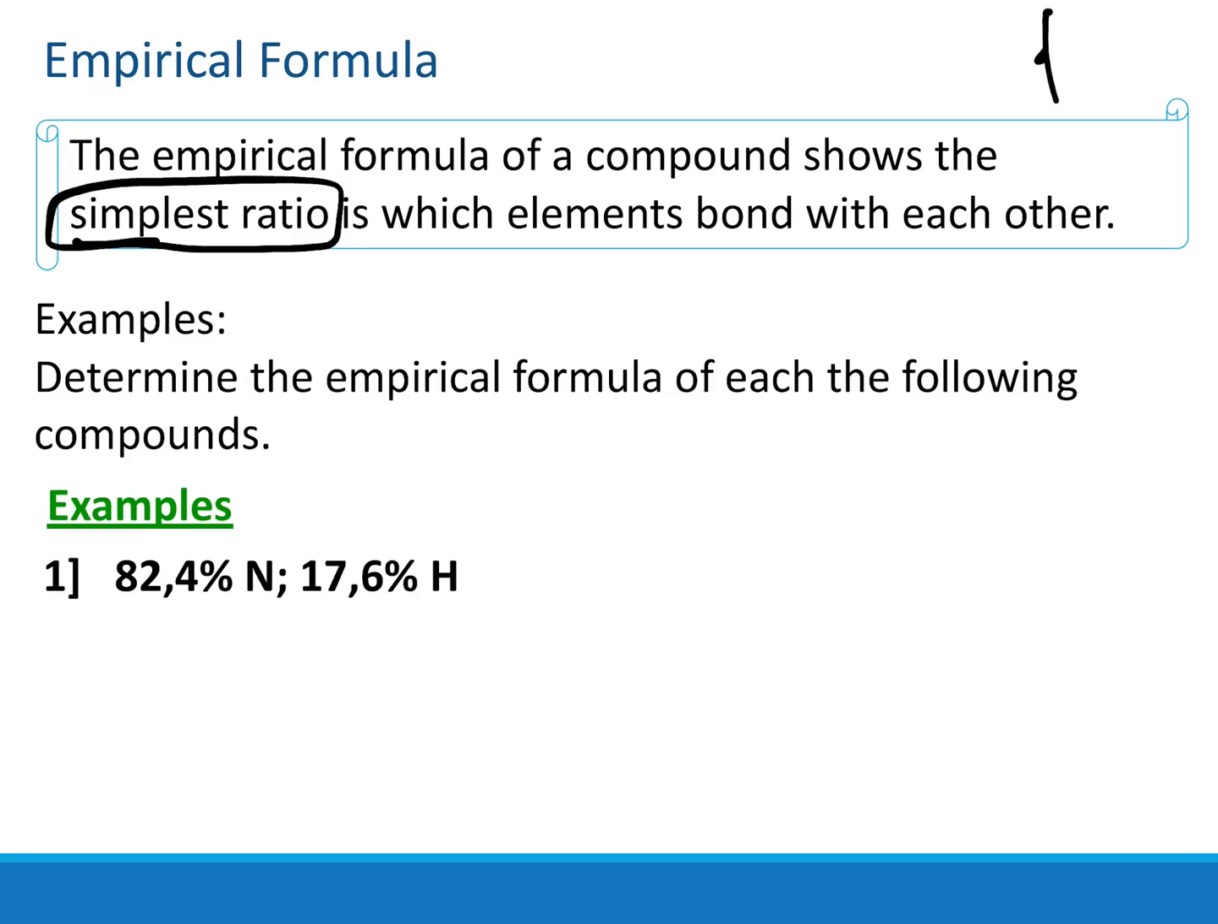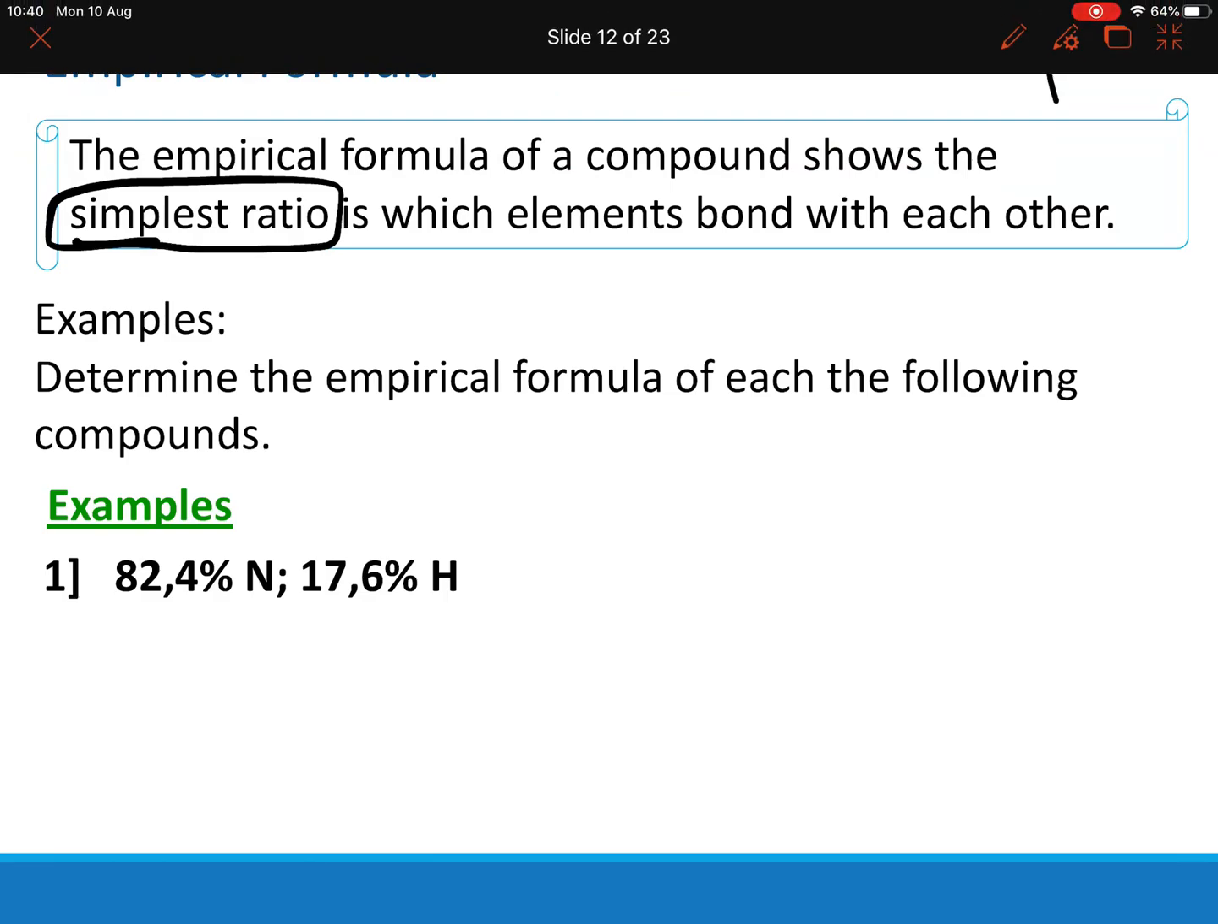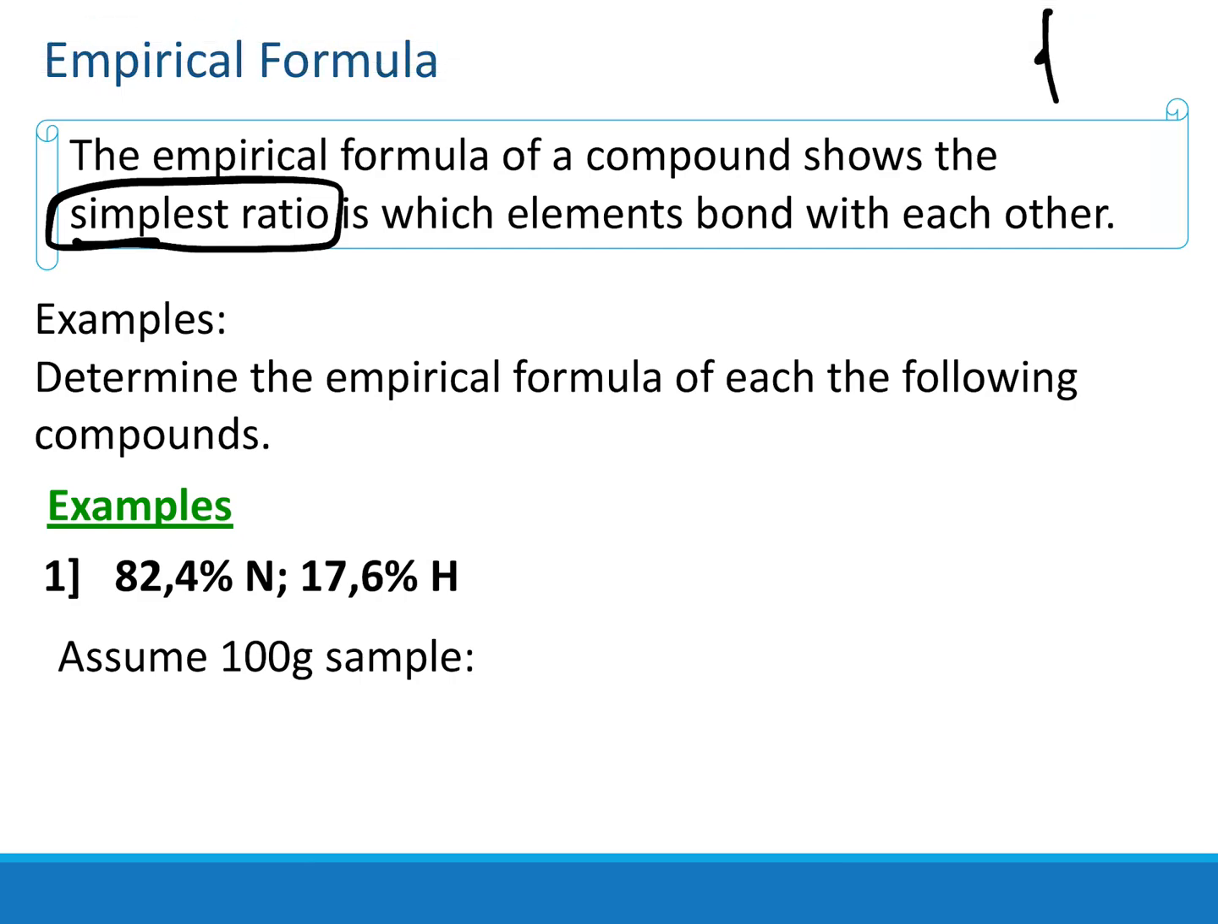What we're going to do here, I just want to get a different color pen because I want you to see what I'm doing. Okay, so first of all, we have 82.4% nitrogen, 17.6% hydrogen. We need to work with the mass. The easiest way to do that is to assume a 100-gram sample. The reason why we assume 100 grams is because then these percentages can just be changed into grams. That makes it easier. We want the simplest ratio, and we're going to do it with a mole ratio.